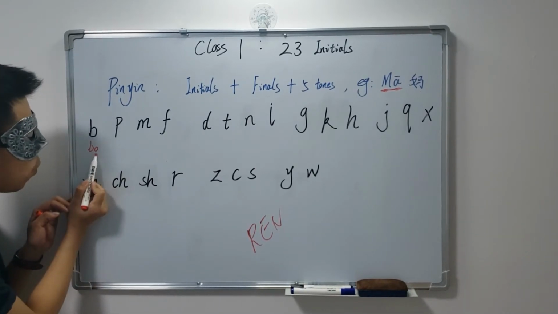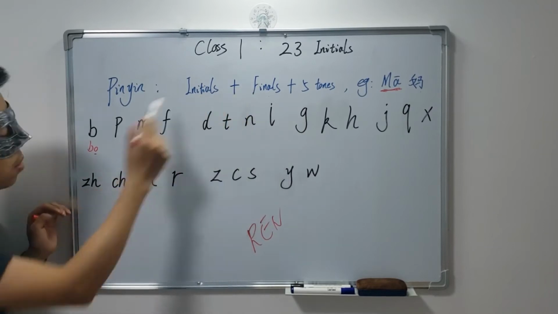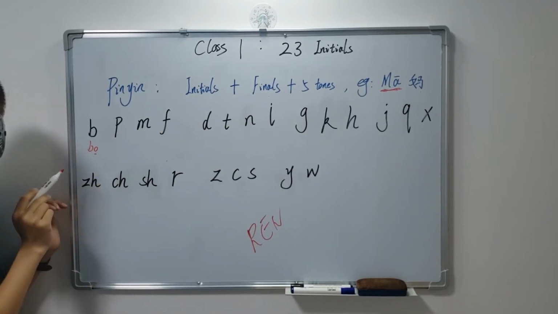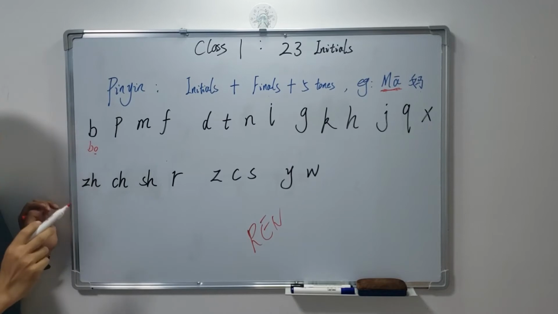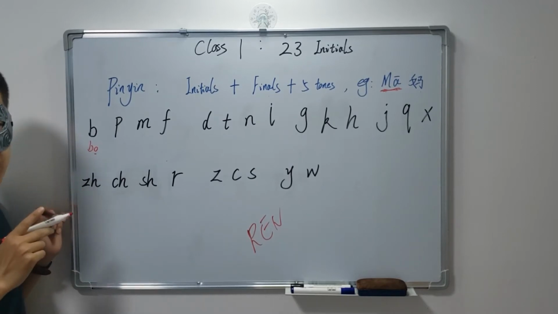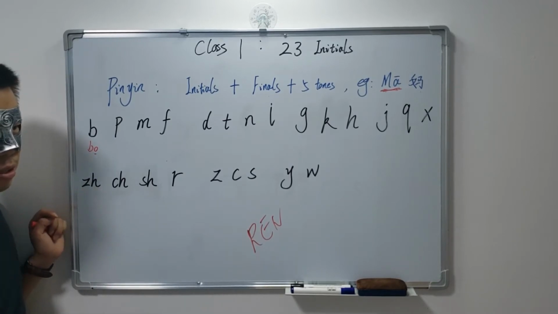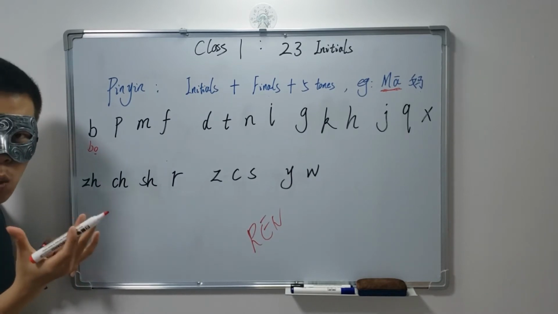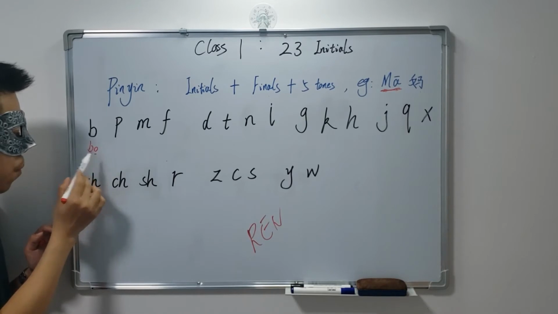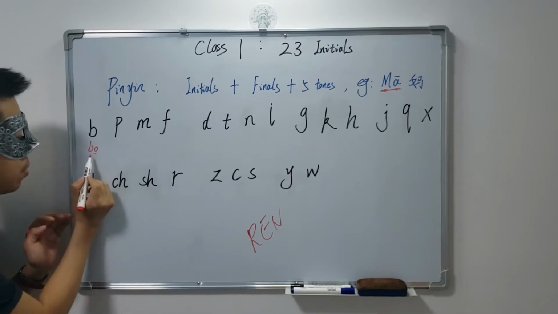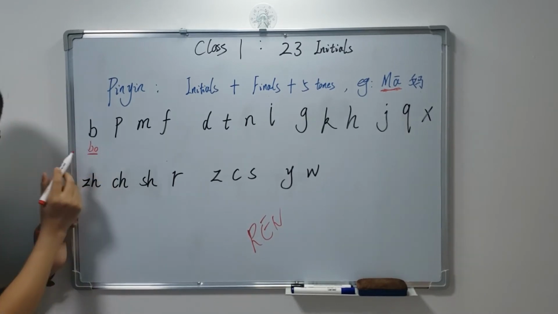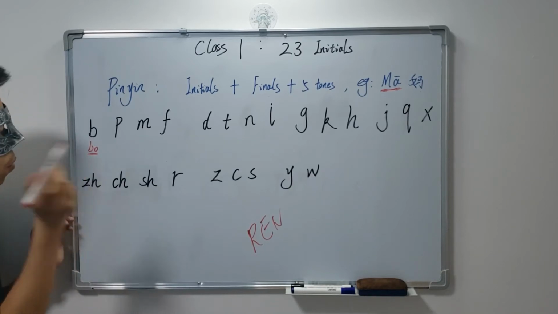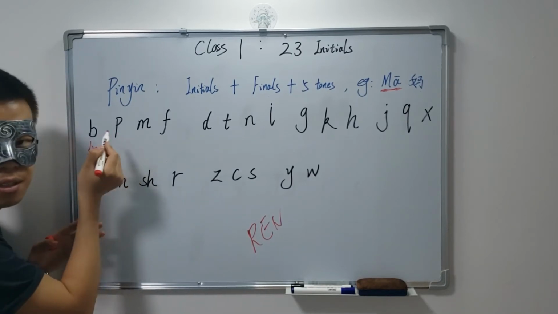This is not all. This one is one of the finals. Its pronunciation is like wo. It's like the British English. In British English, they have like, so what, yes, what. So its pronunciation is bo.